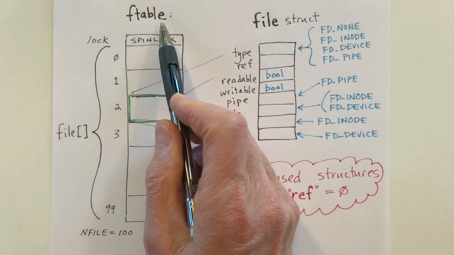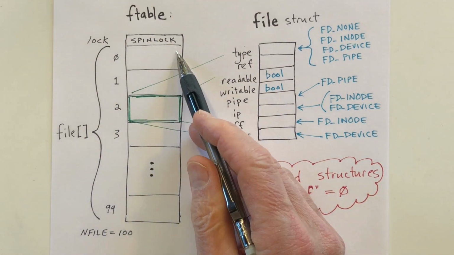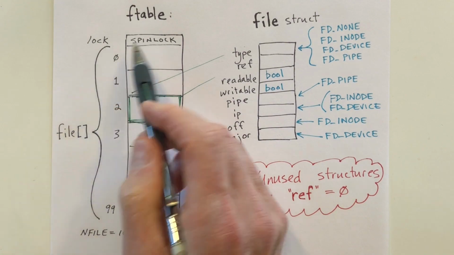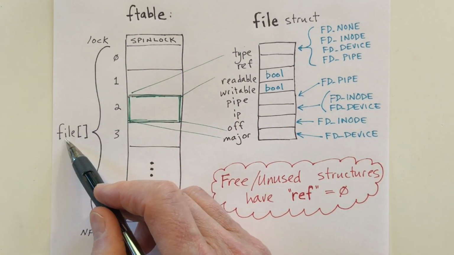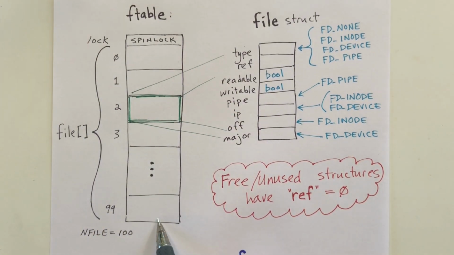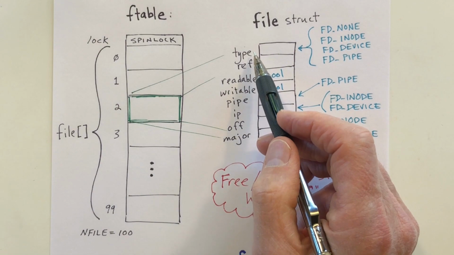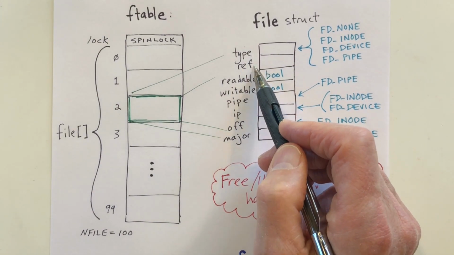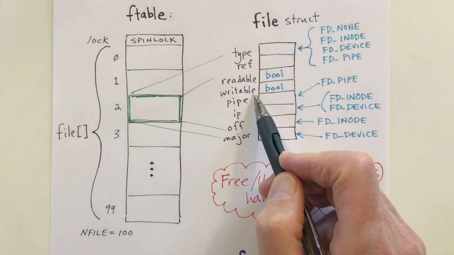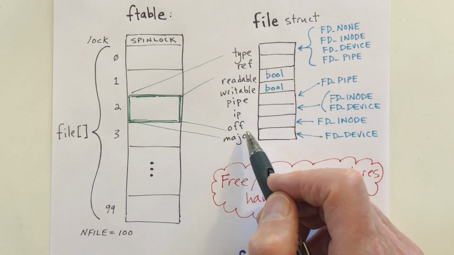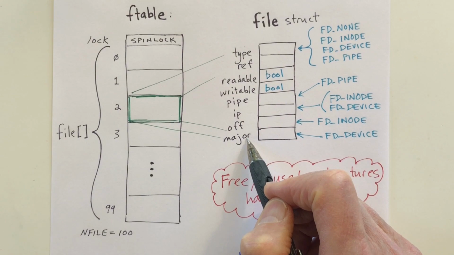There's a variable called ftable that contains a structure, and that structure has two fields, lock and file. Lock is a spin lock, and file is the array of 100 structures. The file structures have these fields. We saw these before. We have a type field, a reference count, the readable and writable flags, the pipe pointer, the IP pointer, the offset, and the major number.